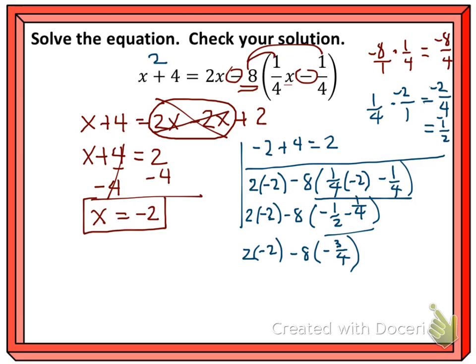Now I can do my multiplication parts separately. 2 times -2 is -4. This time it's going to be a negative times a negative, so these will cancel and make it positive. Then again I need to do a little bit of math here. I'll put this over 1. 8 times 3 is 24, over 1. 1 times 4 is 4. It's supposed to be a plus sign there. 24 divided by 4 is 6. So this is -4 plus 6, and -4 plus 6 is just a big fat 2. That matches up with the other side, which means we did it right.